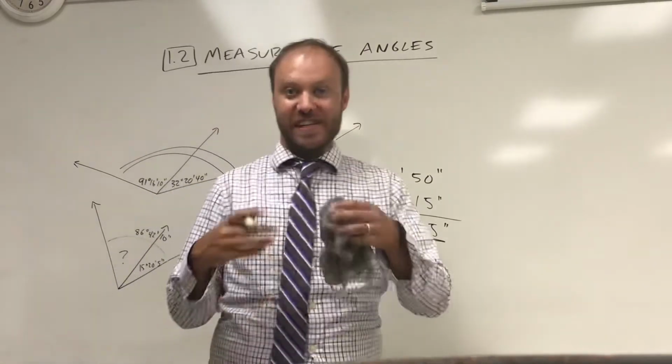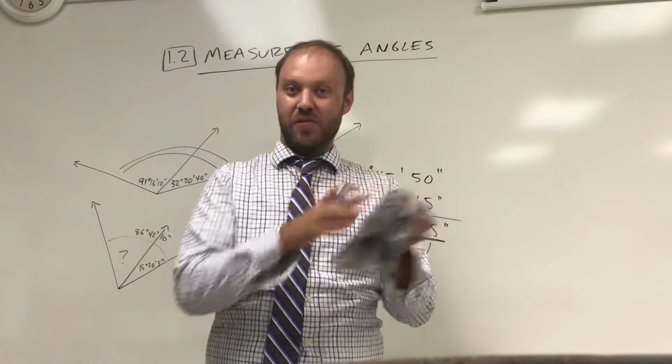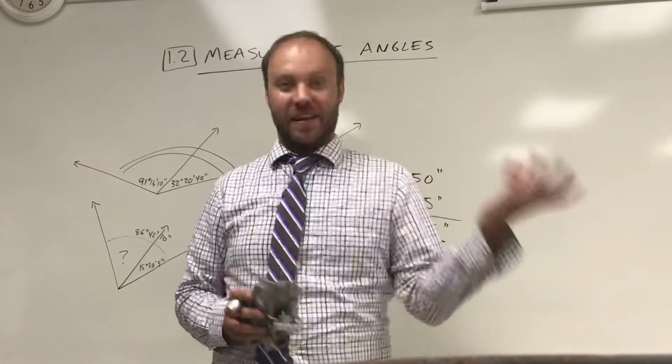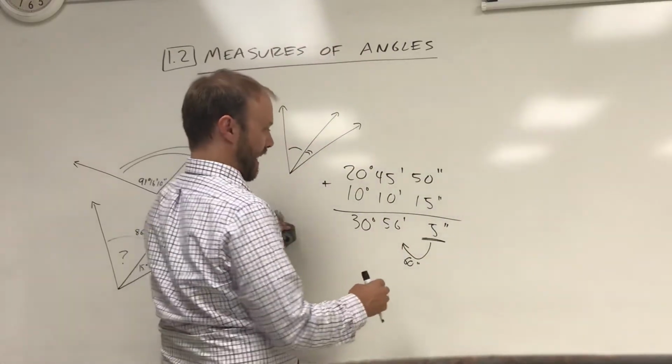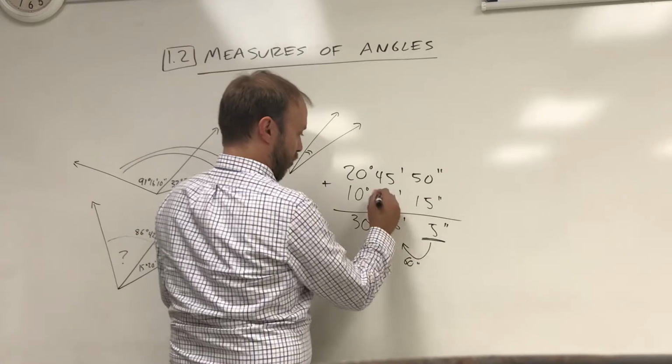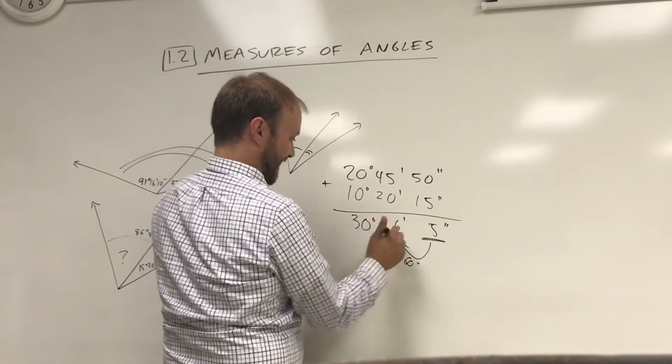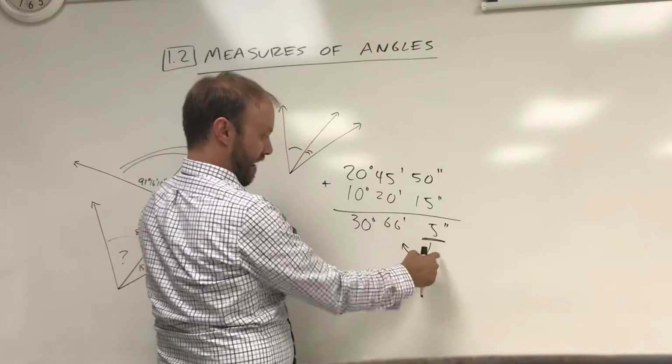So every time you have 60 seconds, you need to kick it up to an extra minute. Anytime you have 60 minutes, you need to kick it up to an extra degree. You know, if I'd had something like let's say I'd had a 20 over here and I added these, and I ended up with 66 is what I would have gotten after I carried here.